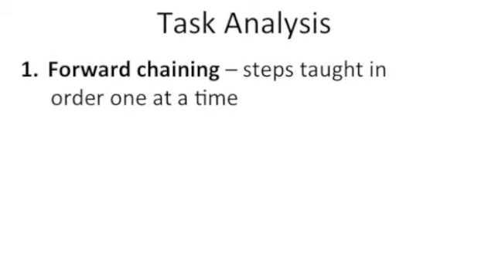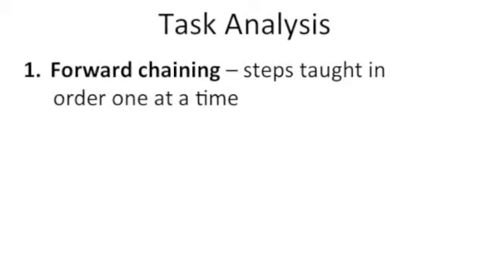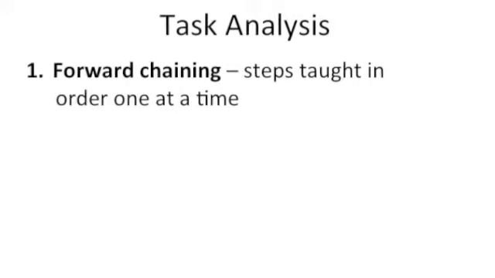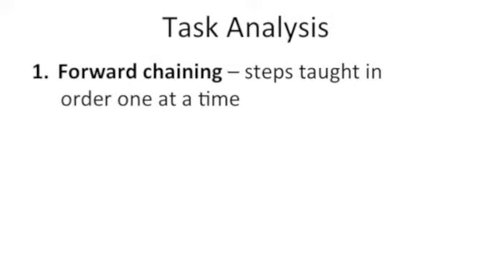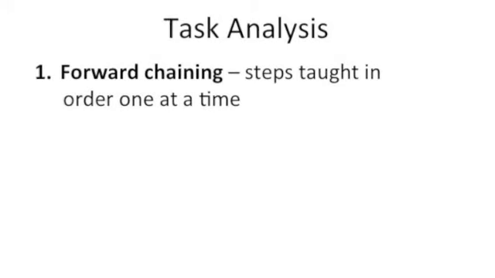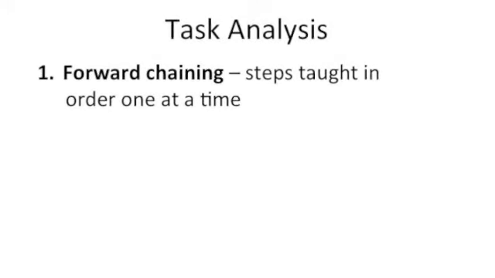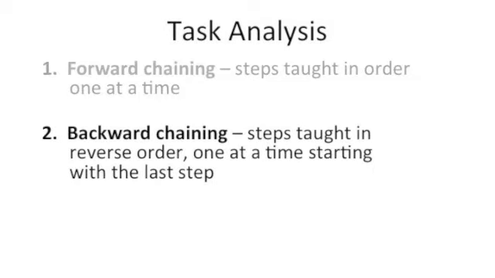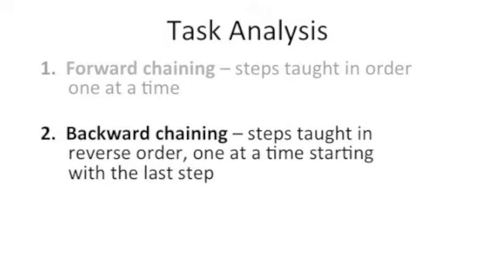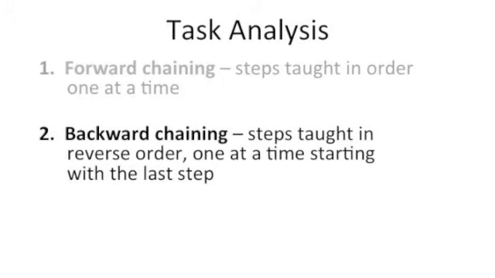Forward chaining is when we teach the discrete behaviors, or the steps, in order, one step at a time. Forward chaining is used oftentimes in math. Single-digit addition comes before double-digit addition, teaching things in order. Backward chaining is where the steps are taught in reverse order, starting at the end and then backing up one step at a time until you end up at the beginning.